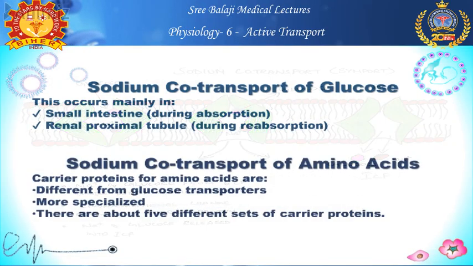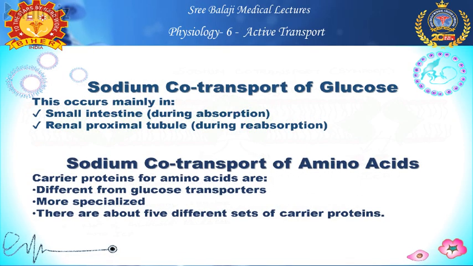Sodium co-transport of glucose. Now let us understand the example of glucose transport. This occurs mainly in the small intestine during absorption, and in the renal proximal tubule during reabsorption. Step-by-step mechanism: once a sodium ion from the extracellular fluid binds to its receptor site, one glucose molecule binds to its receptor site. When both are bound, the carrier protein becomes activated. It undergoes a conformational change, and both sodium and glucose are transported into the cell together.